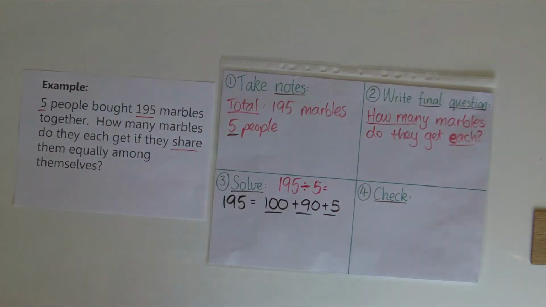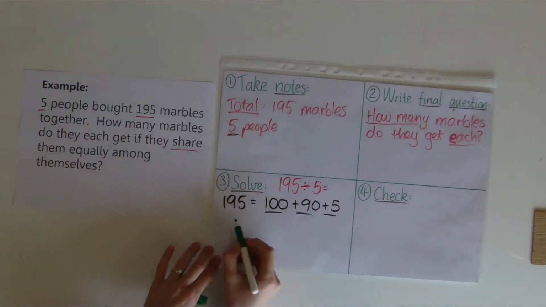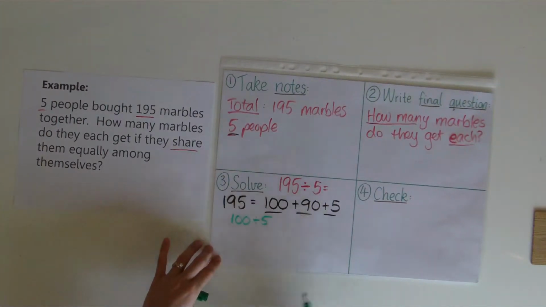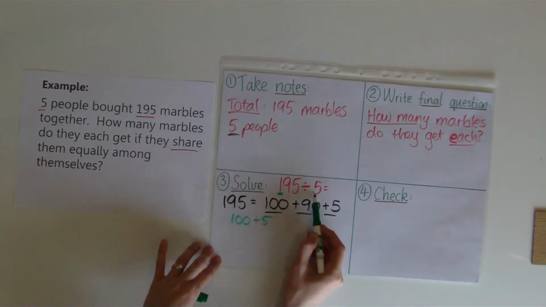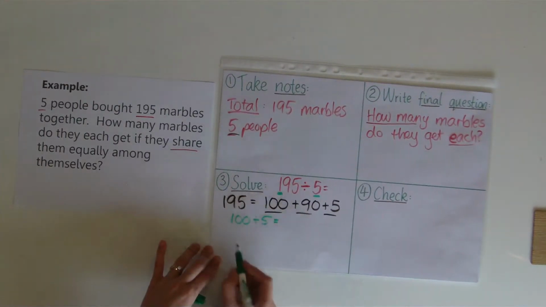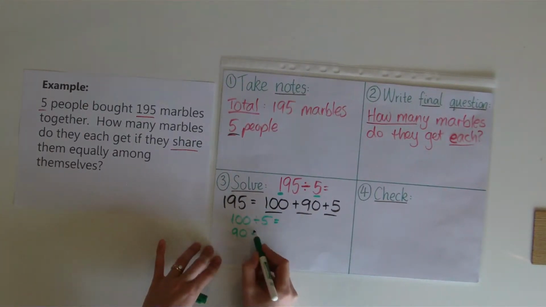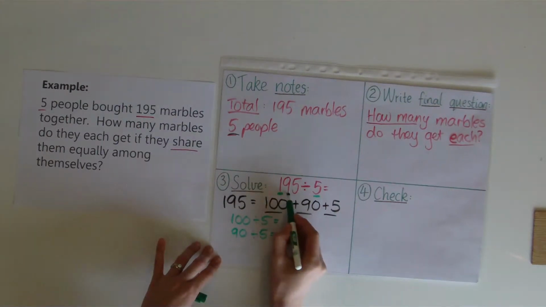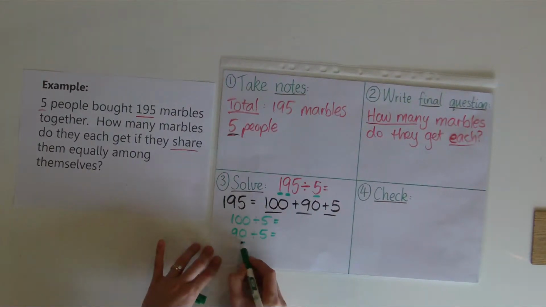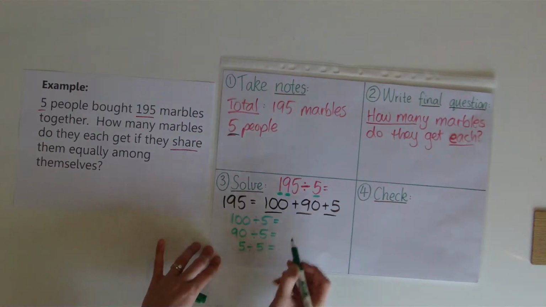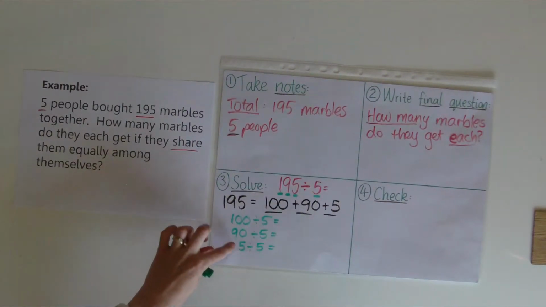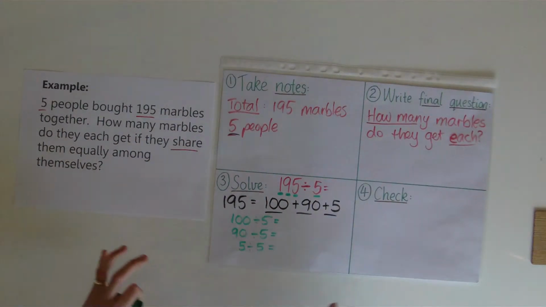So what is the answer? So we're going to just basically chunk it down. So 100 divided by 5, and then 90 divided by 5, and the 9 comes from this bit here, and then we've just got 5 divided by 5, which is the last digit in 195. We're just dividing the smaller bits to make it easier for us. So just have a think about the answers to these ones here, just for a moment.